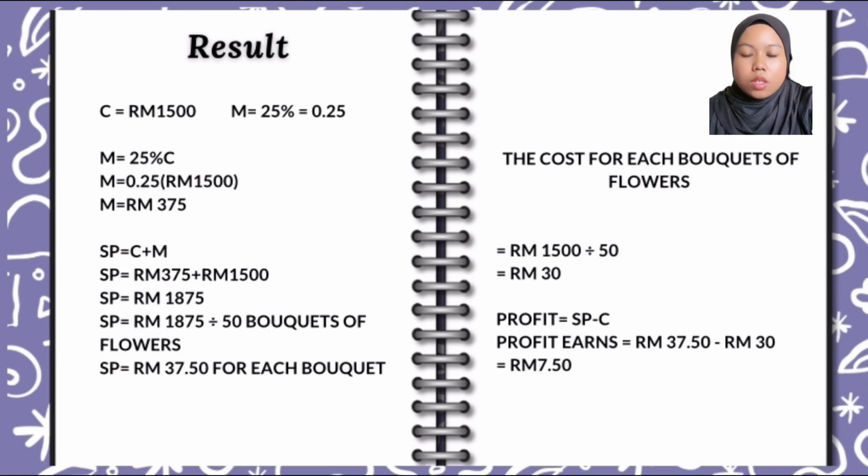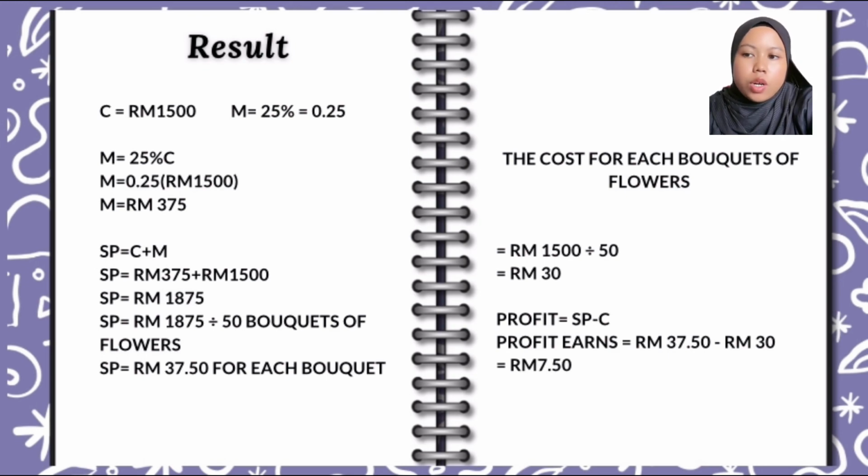Then, to find the selling price, you have to use the selling price equals cost plus markup formula. Selling price equals 375 ringgit Malaysia plus 1,500 ringgit Malaysia. Selling price equals 1,875 ringgit Malaysia. Next, 1,875 ringgit Malaysia divided by 50 bouquets of flowers to find for each bouquet. The result for selling price equals 37 ringgit Malaysia 50 cents for each bouquet.